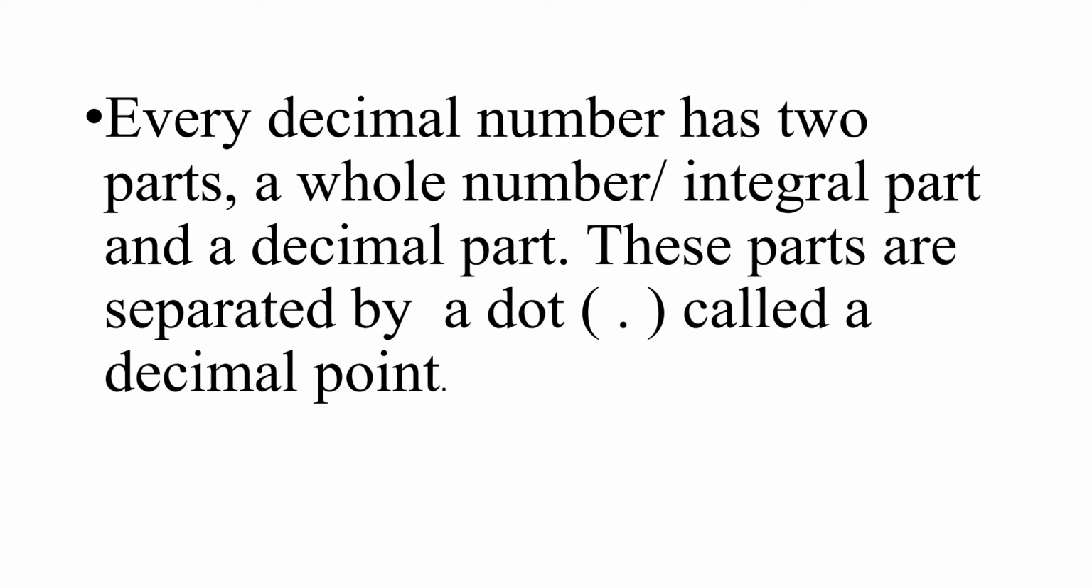Every decimal number has two parts. A whole number, that is the integral part, and a decimal part. And these parts are separated by a dot called a decimal point. This we had discussed in our previous video also.